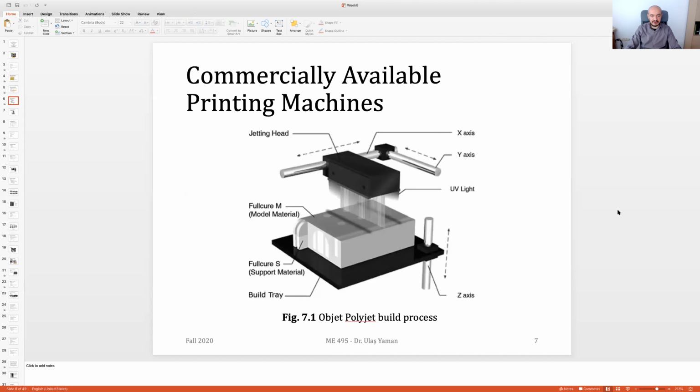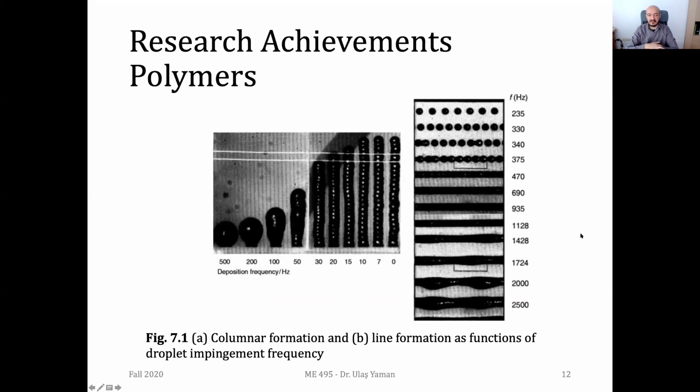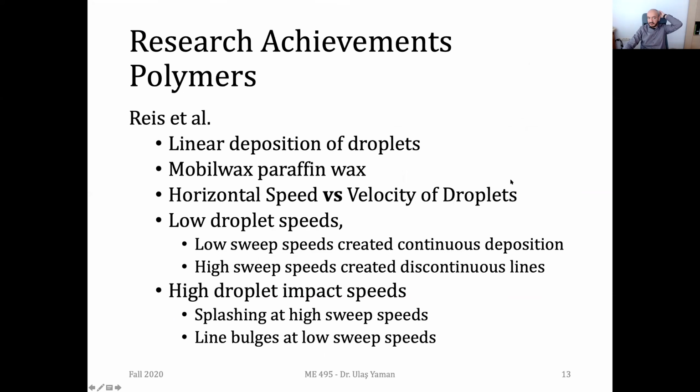Any questions, guys, on this material jetting, or on this research, how they obtained the optimum deposition frequency for the columns and for the, let's say, layers? Okay, let's have another work. In this one, they actually play with the speed. In the previous one, they had taken the speed as a constant, but this time they are modifying the speed and trying to obtain again a proper velocity for the droplets.